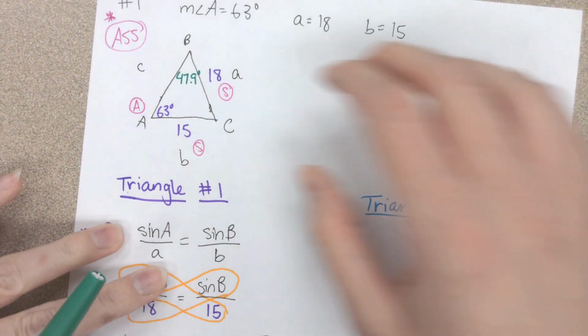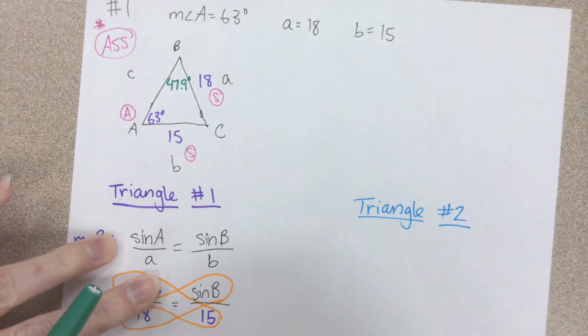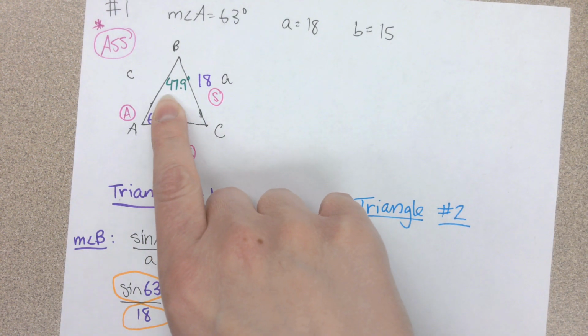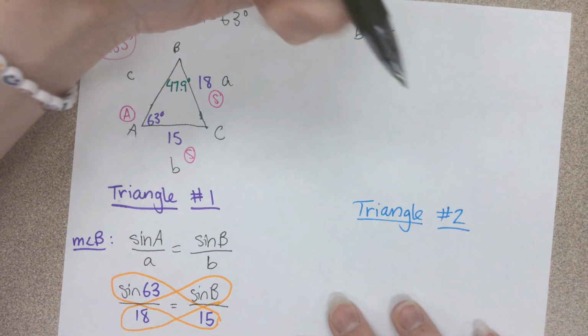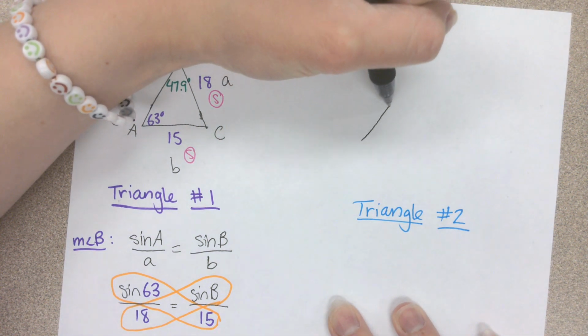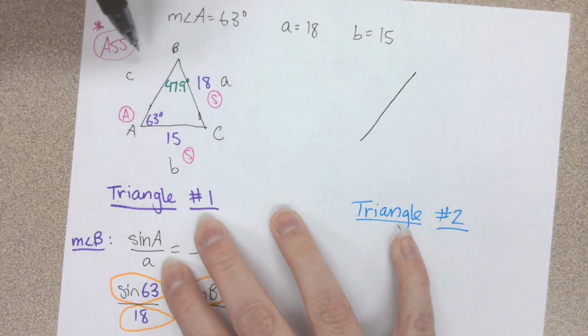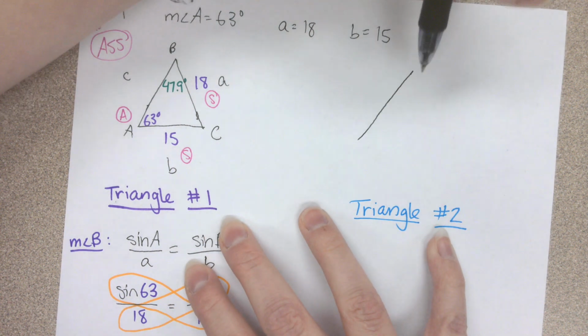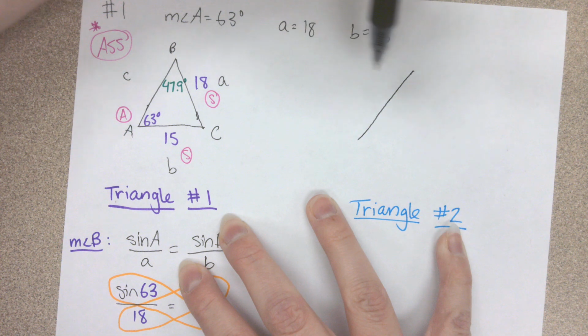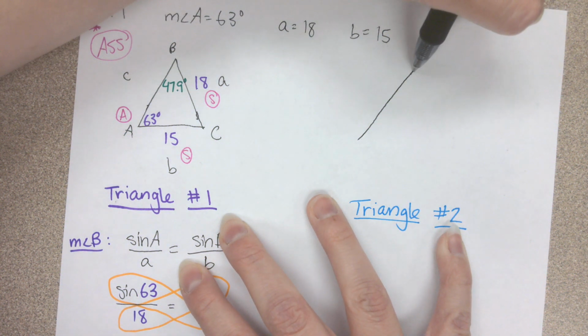So to make up for the fact that this can't give us obtuse angles, we have to go and see if we can make a second triangle and ask the question, could B have been obtuse? But I couldn't get that number because inverse sine wouldn't let me. So that's where triangle number 2 comes from. Our alternative triangle is testing if B could be an obtuse angle.